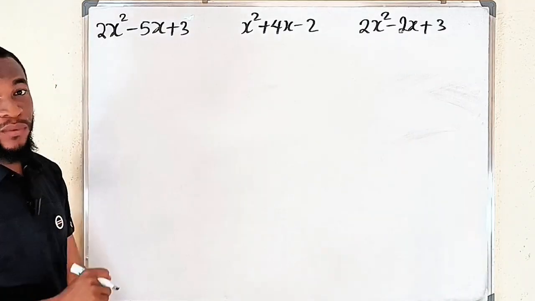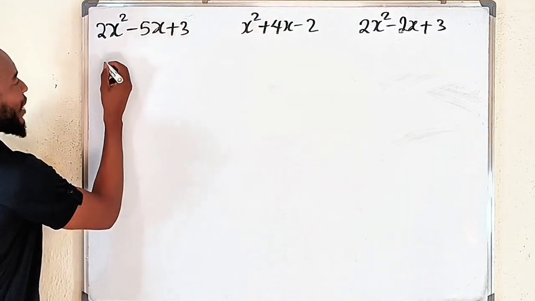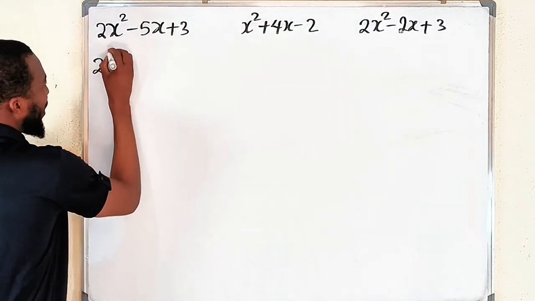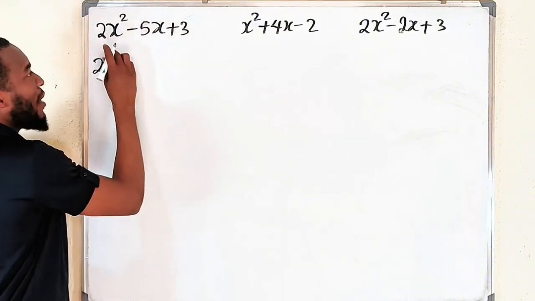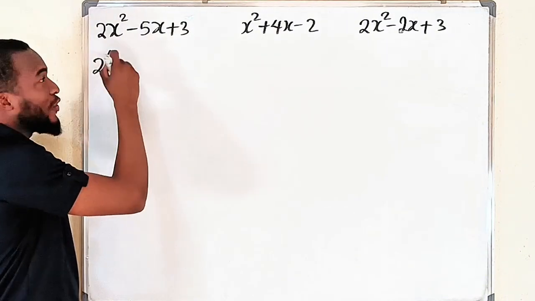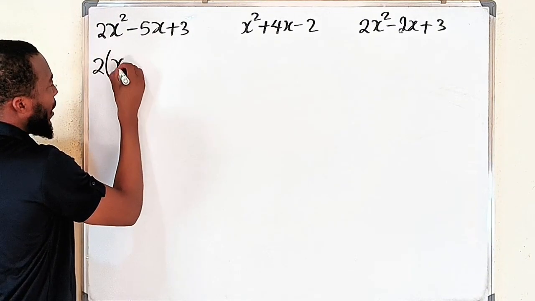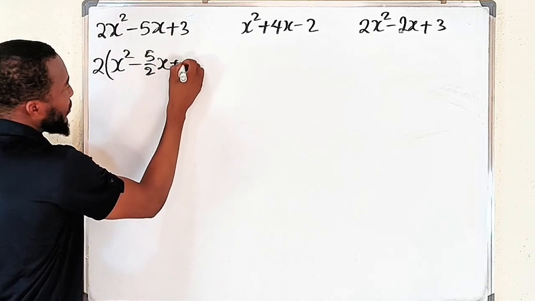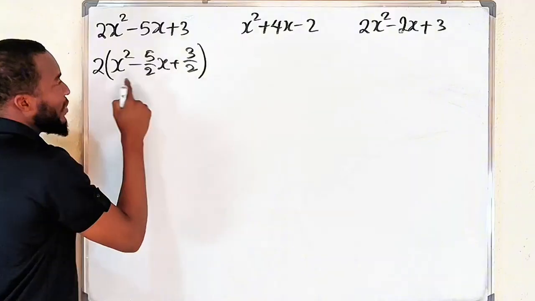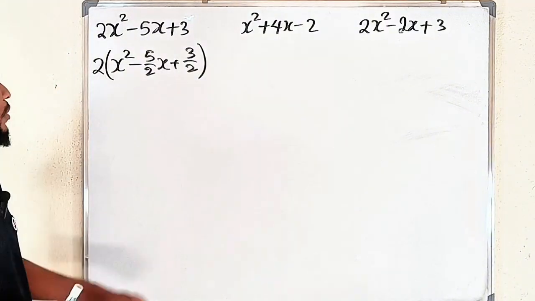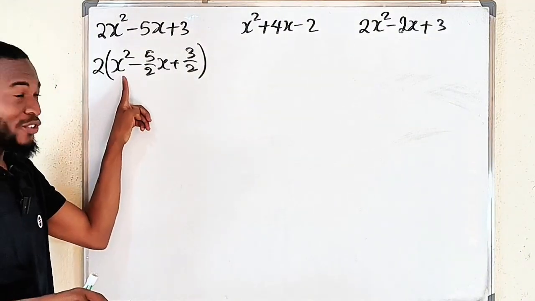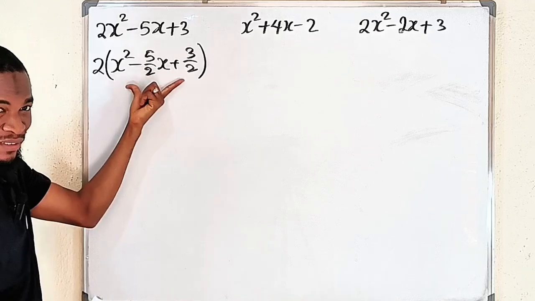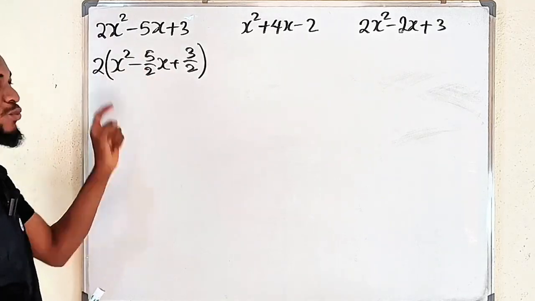Since we have the leading coefficient as 2, we have to factor it outside. 2 outside, inside we have all of this divided by 2. Starting with this one, x squared minus 5 divided by 2, x plus 3 divided by 2. We have divided all of them by 2. Now you can see we have no leading coefficient here because we are going to pay attention to this. Then in the end, we multiply by 2.